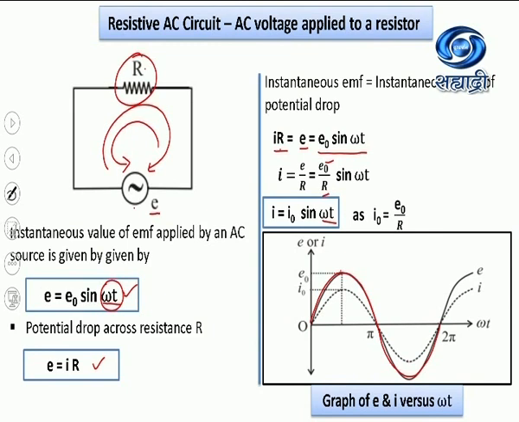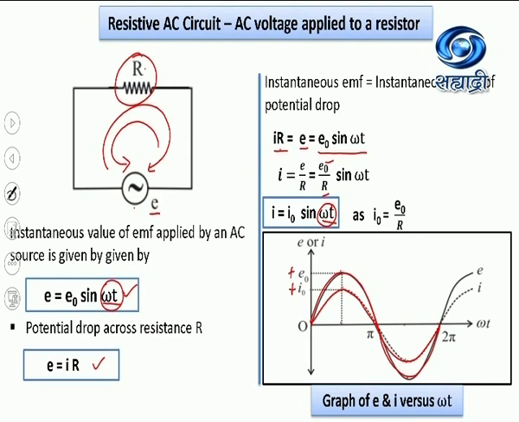So here you can observe that the value of the current when omega t is equal to 0 is 0. When omega t is pi by 2, current is plus I naught. Here it should be a plus sign. Then when the phase is pi, current is 0. When the phase is 3 pi by 2, the current is maximum, that is minus I naught, in the opposite direction. When the phase is 2 pi, current is 0. So the variation of the current is the same as that of the EMF.